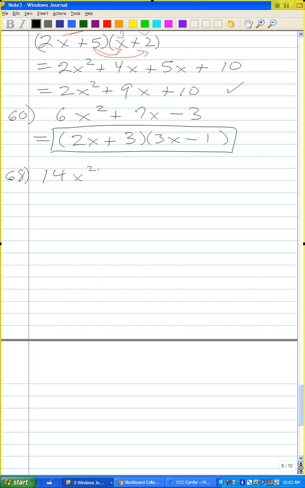14x squared plus 19x minus 3. So I want to find two quantities that multiply to 14x squared. So let's say 2x, 7x. Two numbers that multiply out to negative 3, so plus 3 and minus 1, and then check the cross terms. And so 14x squared minus 2x plus 21x is 19x minus 3. So this works.